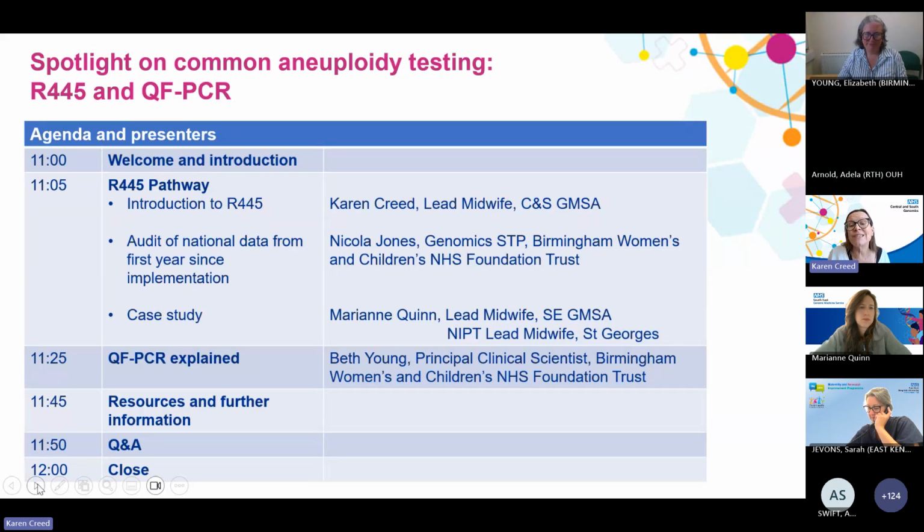Then I'm going to hand over to Nikki Jones. Nikki is one of our genomics trainees in the labs at Birmingham Women's, who is going to present an audit of the data from the first year of implementation of R445, so we can see how it works in practice. What we hope is that some of this data will help support the conversations that you're having with women and their families in your care.